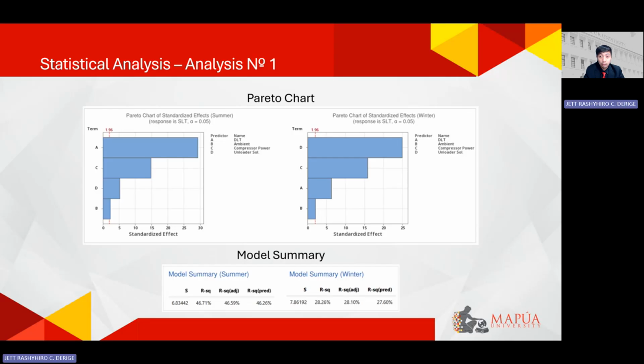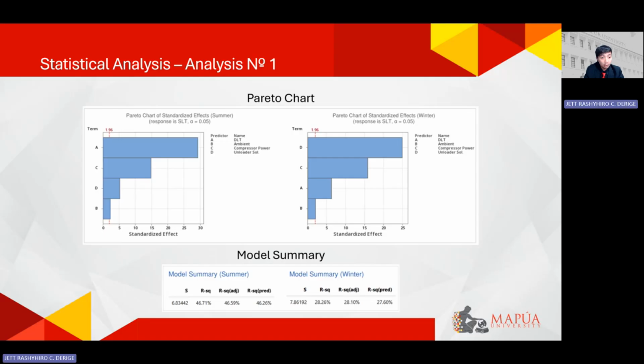And for winter, solenoid is much more prevalent. That would be term number D. This is because on the winter months, as you've seen before, it only has the capacity of 78%. So the majority of the operation of the unit would be modulation. That's why the unload is the most significant effect on the value of SLT.